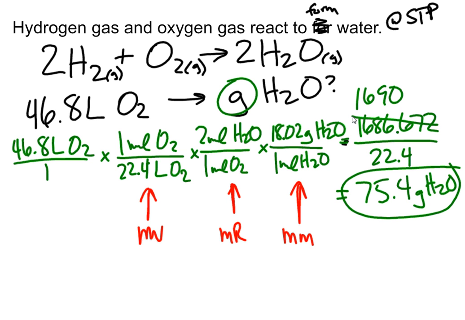Obviously, if I wanted just moles right here, then I wouldn't even use the last step. I'd be done. Or if I wanted liters here, I would use molar volume again, just like I did on the previous problem. So that's how you do gas stoichiometry problems.